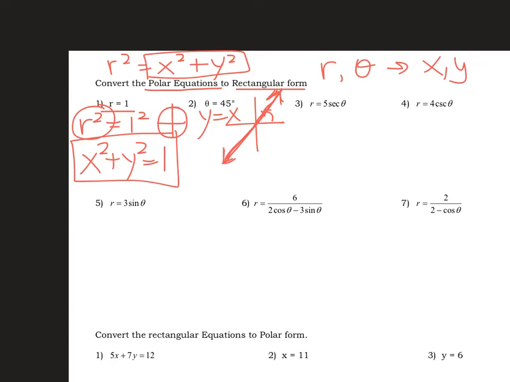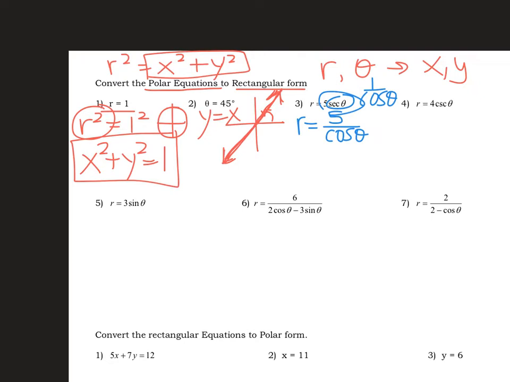So now let's do r equals 5 secant theta. Now, who likes secant? Nope, I don't see any hands raised. Okay, so r equals 5. Now, instead of secant, let's change that to 1 over cosine. So this is 5 times 1 over cosine, which would be 5 over cosine.